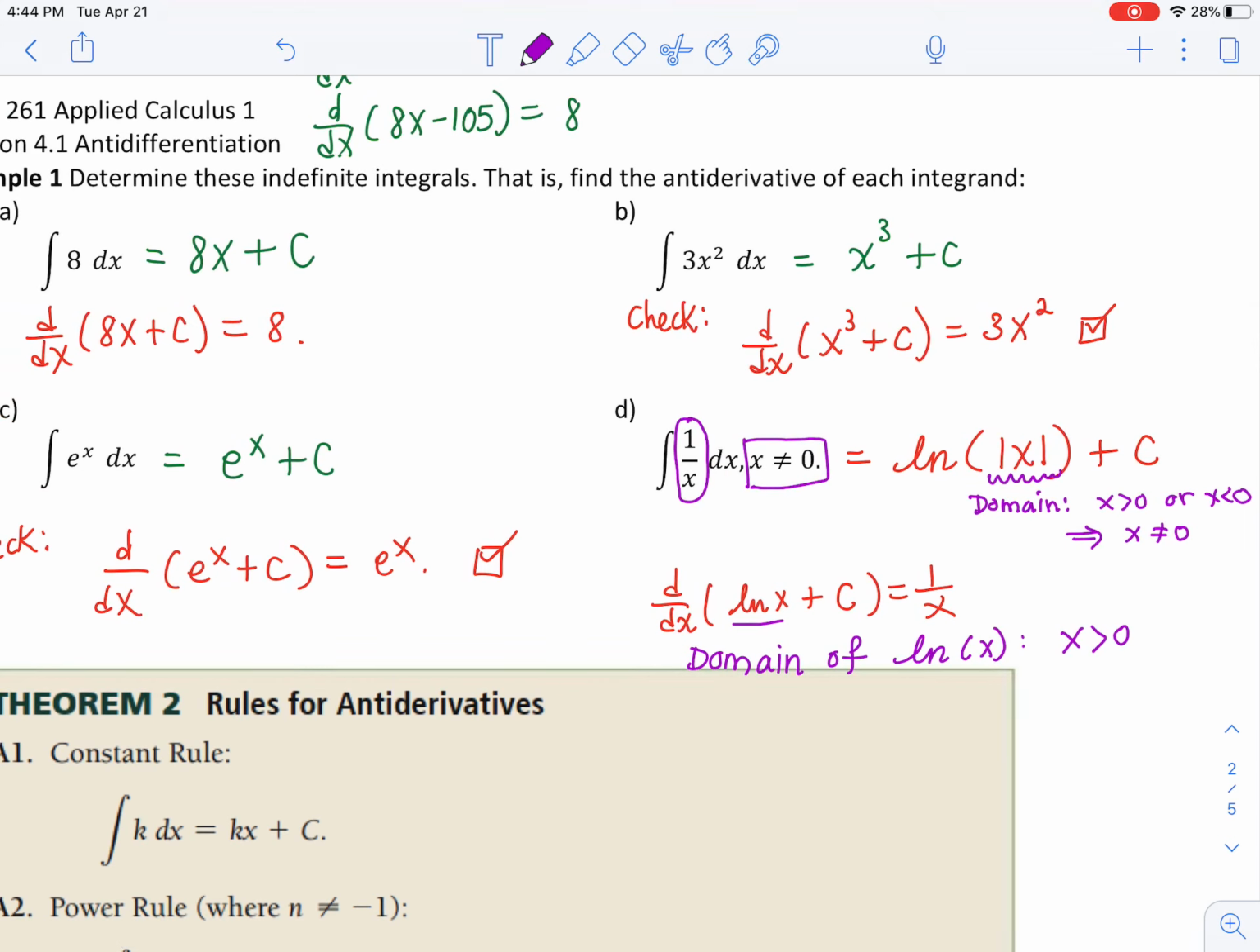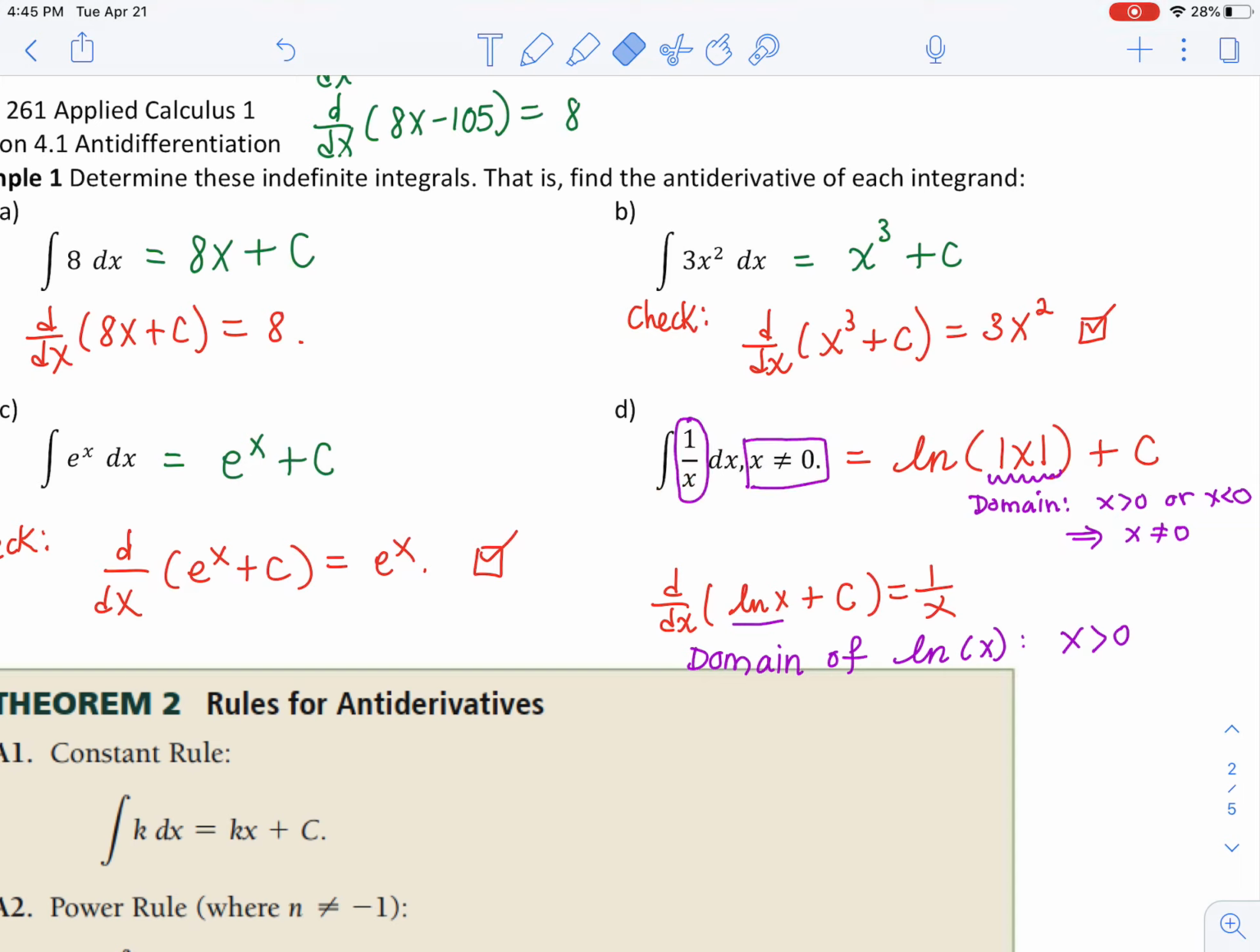Now, I'm thinking. I may ask you to prove or show or explain why the antiderivative of 1 over x dx is natural log of absolute value of x instead of just natural log of x plus c. I might put that on your exam and see if you can explain that to me.